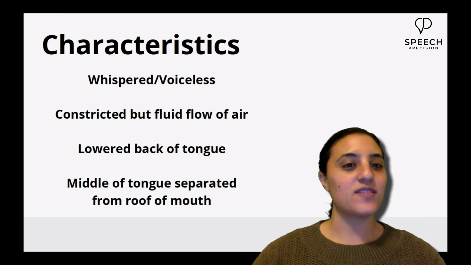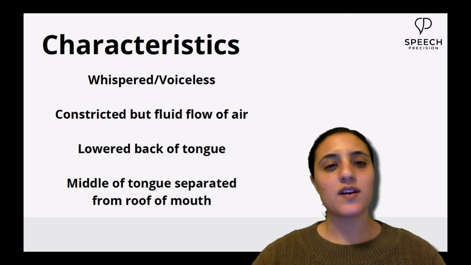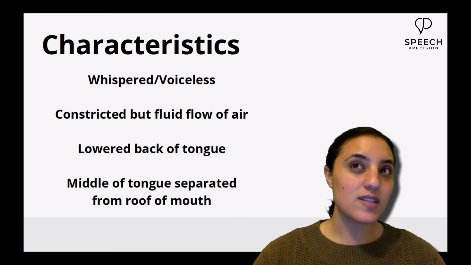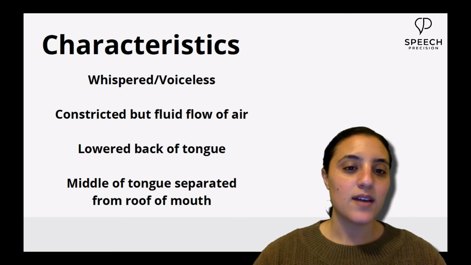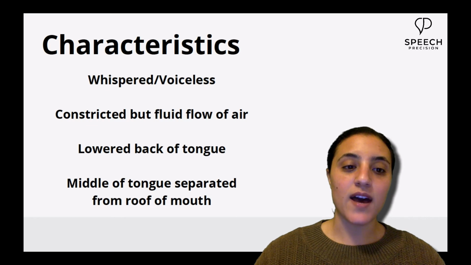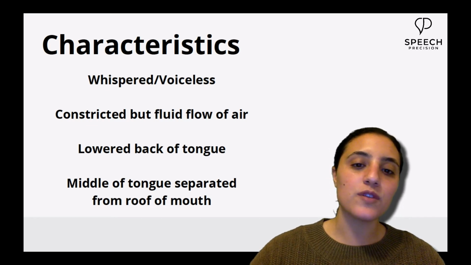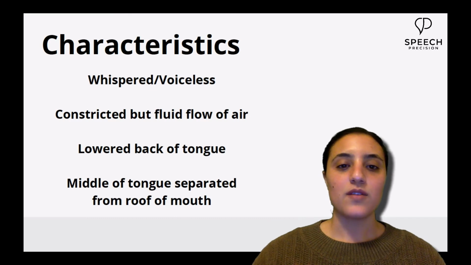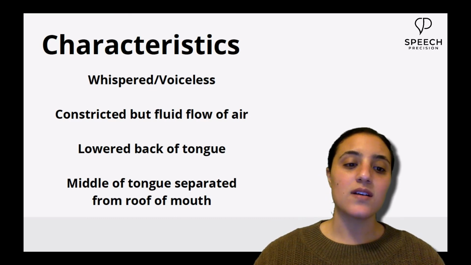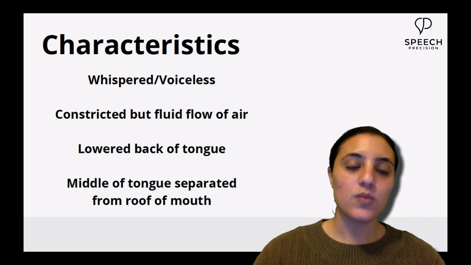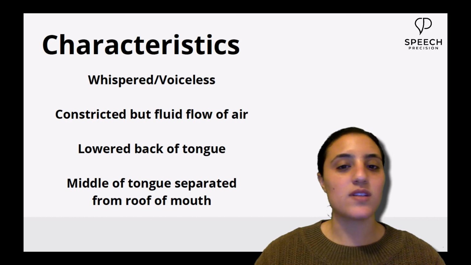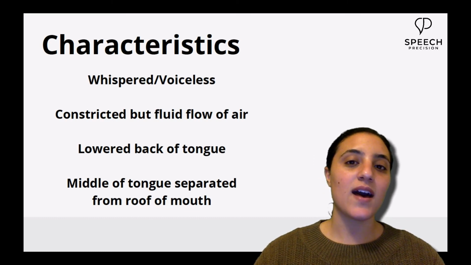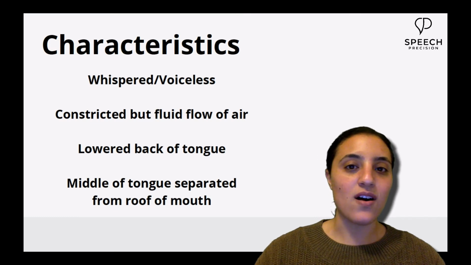All right, so now that we talked about where the ha comes from, let's talk about some characteristics of the ha. So the ha is a voiceless sound, so it should sound like a whisper. Ha, ha. Another characteristic of the ha is that it has this constricted but fluid flow of air that comes through. The other characteristic of the ha is that the back of the tongue and the middle of the tongue are both lowered, which produces a light sound. So we say ha, we never say ha. We say ha, we never say ha. Okay? At least not when we're reciting Quran.